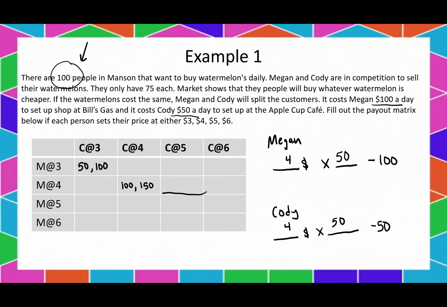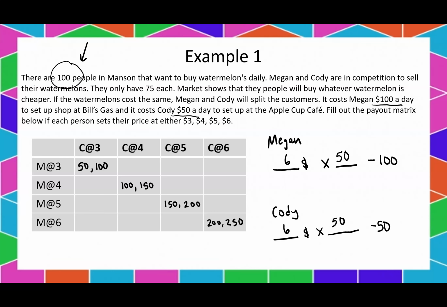Okay, next is this one right here, if Cody and Megan are both at 5. Since they're at the same price, they're going to split the customers again. Doing this math out, I get 150 for Megan, and I get 200. And you might be able to see this pattern, just continue with it. You certainly can do that if you want. But next up is $6 for Megan, $6 for Cody. They both split 50-50 for those 100 customers, and that's going to give us a value of 200 and 250. I always like to do that diagonal first because remember, they're splitting.